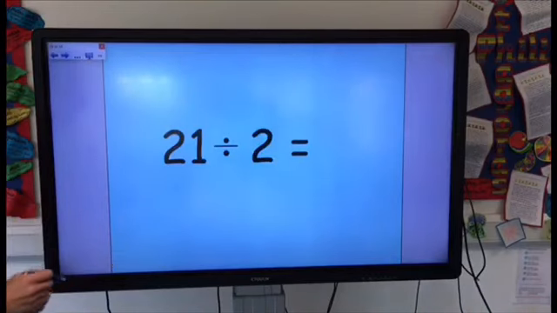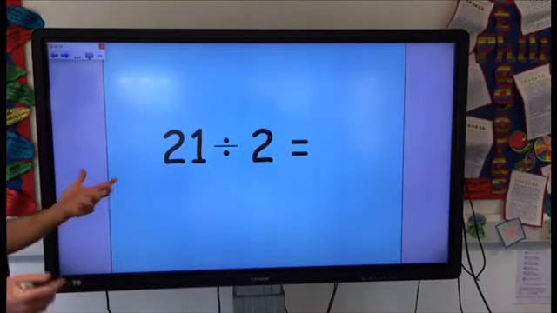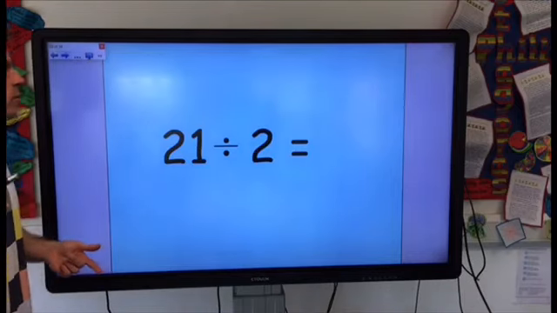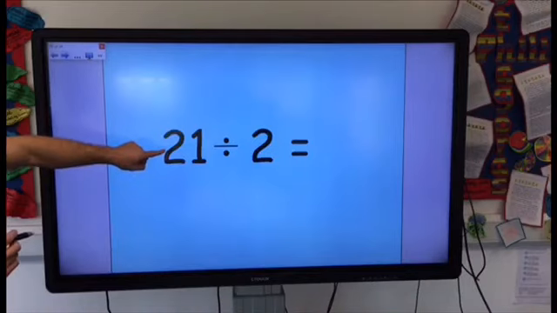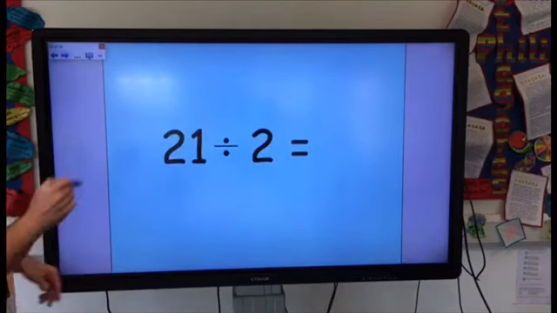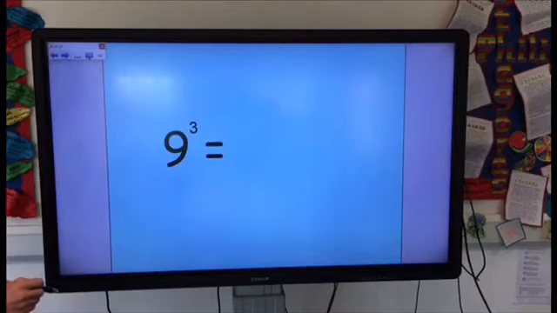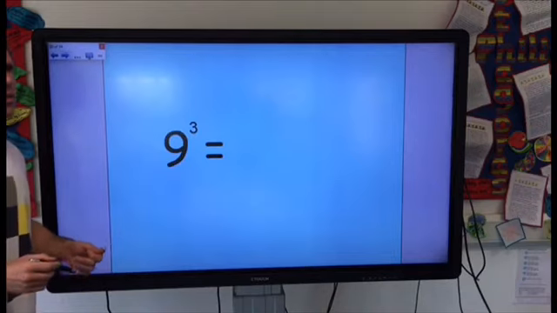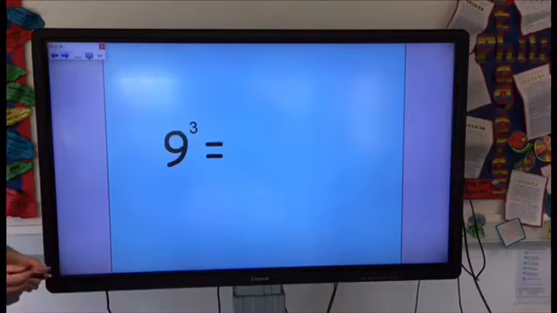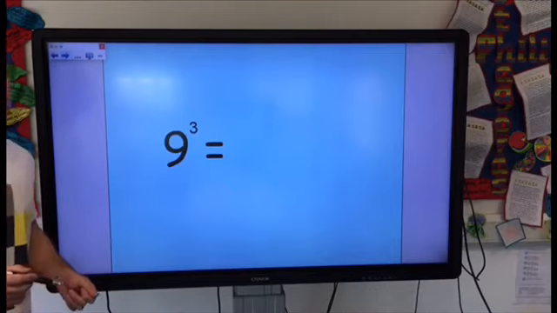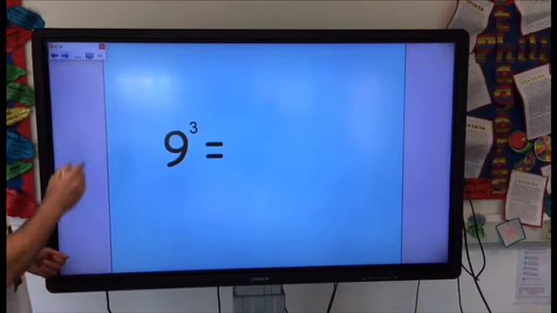21 divided by 2. So 20 divided by 2, 1 divided by 2. 10.5. So I knew that half of 20, 20 divided by 2 is 10, half of 1 is 0.5, and again add them together, 10 and 0.5 is 10.5. 9 cubed. Oh my word. Always get the kids to learn their cube numbers. I believe 729.